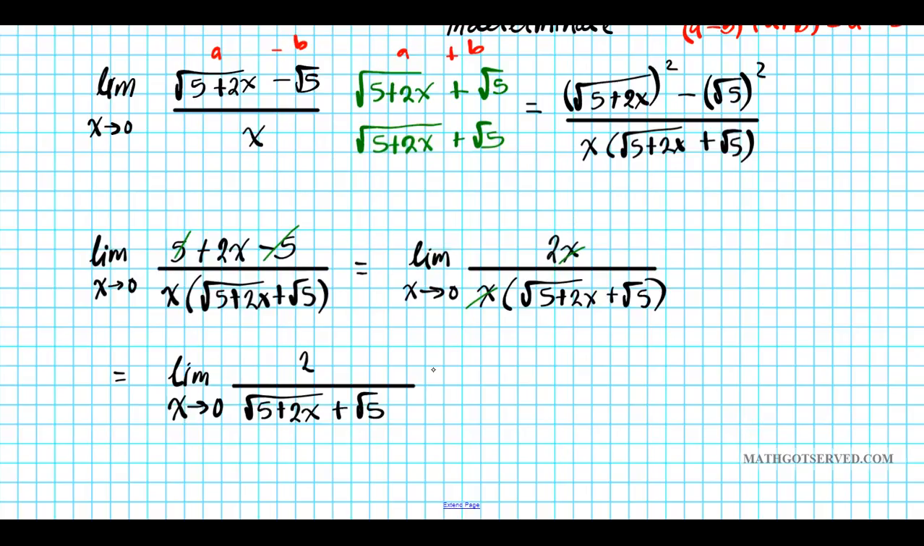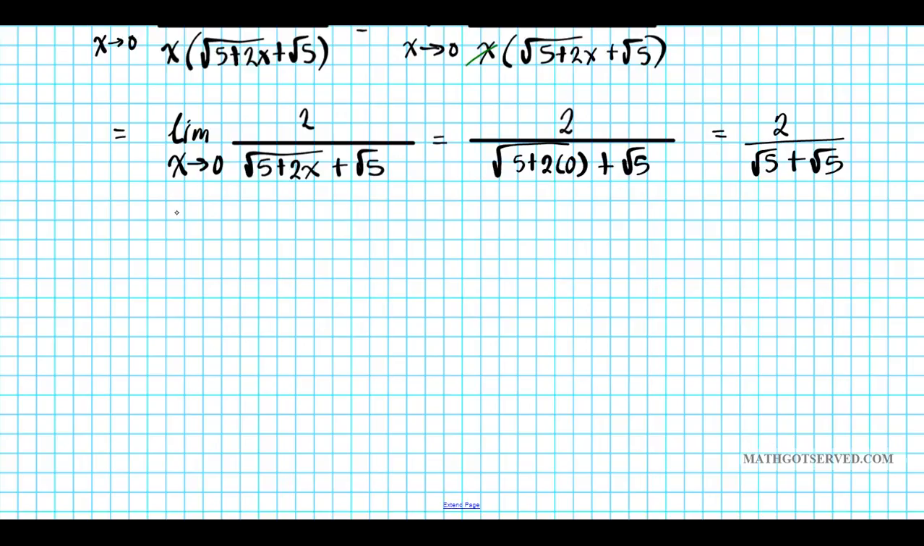Now we're going to go back to step 2, substitution. All right, so substitute 0 for all the x's here. So we have 2 divided by the square root of (5 plus 2 times 0) plus the square root of 5, which equals 2 divided by the square root of 5 plus the square root of 5.